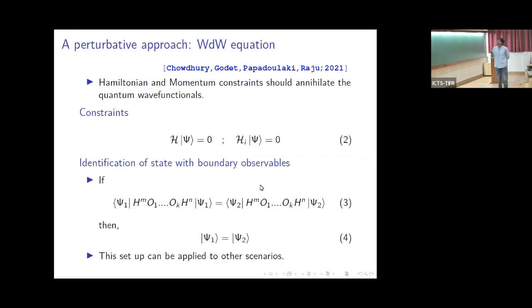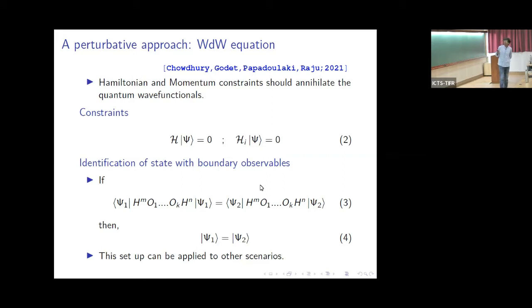Now this principle has been sharpened by recent work by Chandramouli, Victor, Olga, and Shubhrat. This is a perturbative approach, and they were using the Hamiltonian and momentum constraints to annihilate the quantum wave functional. Chandramouli has already explained this just before me. So we can identify states with boundary observables, like this O1. If we find that these correlation functions are the same, then psi1 and psi2 are the same.